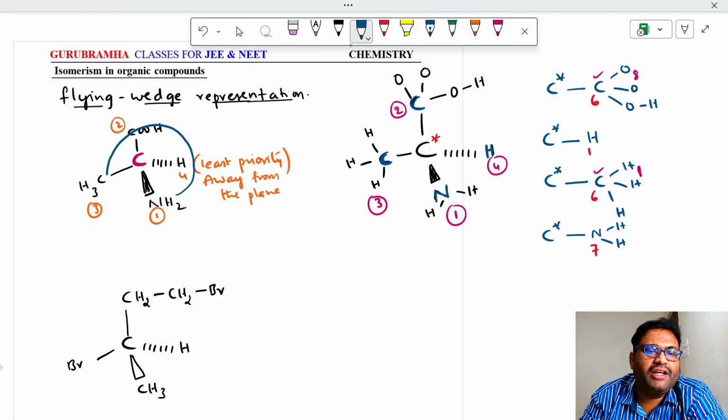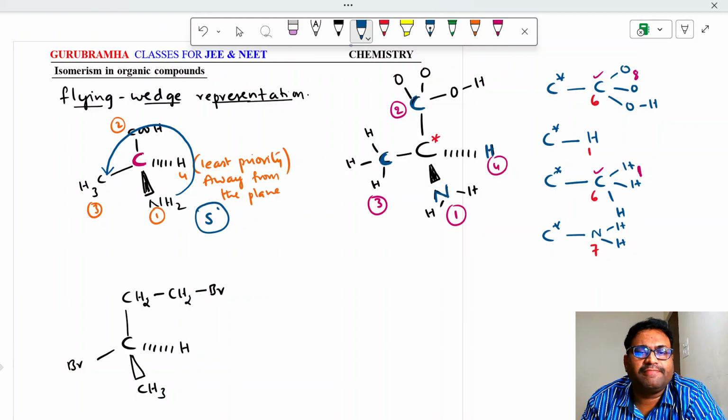You find an anti-clockwise direction arrow. If you find an anti-clockwise direction arrow, then whether it is R nomenclature or S nomenclature, it will be an S compound. So we are assigning R or S for the given compounds. This is S. Let us see the next question.